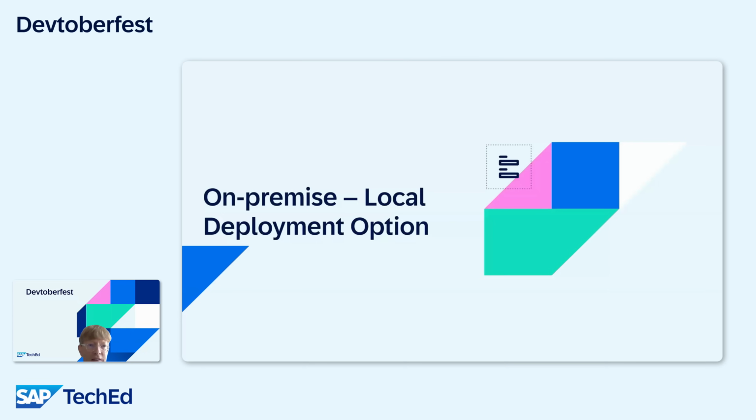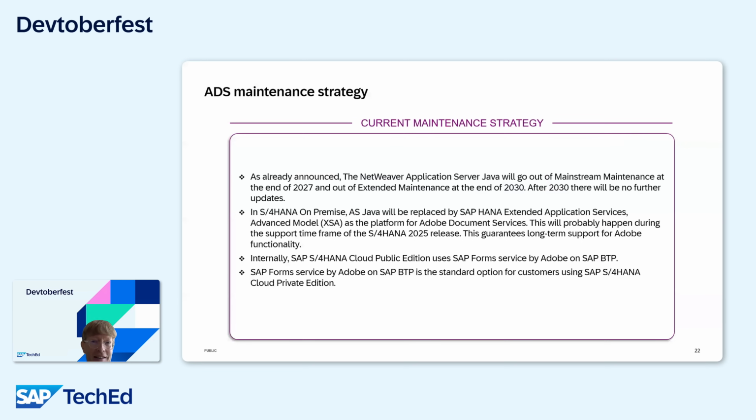Okay, moving on to the next slide, on-premise local deployment option. I mentioned earlier that there's going to be a new on-premise solution, sometimes referred to as the local deployment option, but we'll be seeing some other names for it on the next slide. And this is a really key slide about the ADS maintenance strategy. So going through it, as we've already announced, NetWeaver Application Server Java goes out of mainstream maintenance at the end of 2027. There's extended maintenance until the end of 2030. And after 2030, there'll be no further updates. So that's a key point.